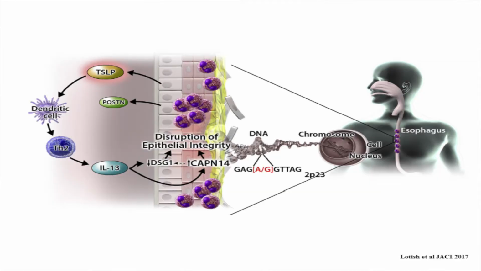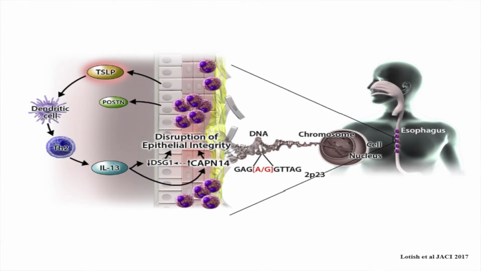We now understand the basic pathophysiology of the disease, as shown in the next slide, which involves specific susceptibility elements in the genome, genetic variants, particularly focused in this slide on a major variant in the calpain 14 locus on chromosome 2p23. This variant encodes an intracellular cysteine protease that's specifically expressed in esophageal epithelium. It leads to a barrier impairment as well as upregulation of particular cytokine responses, particularly TSLP.